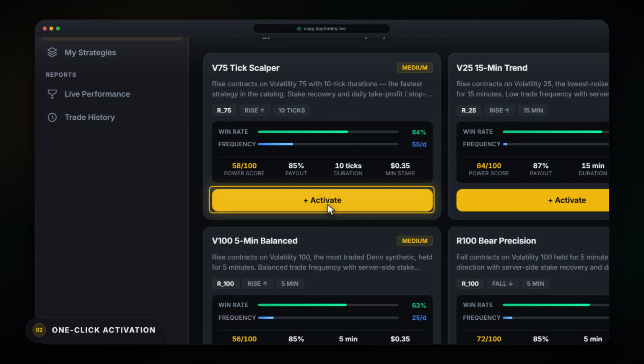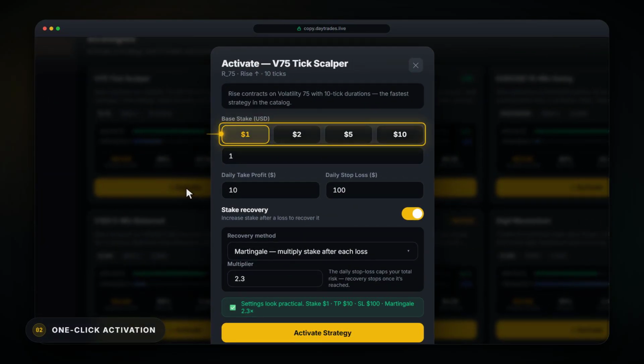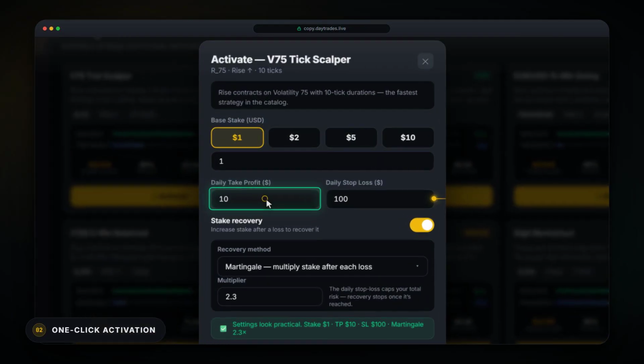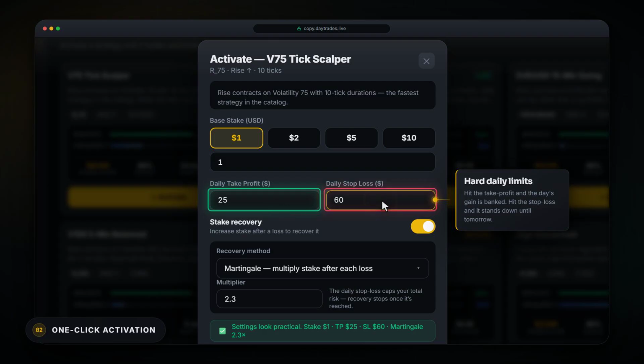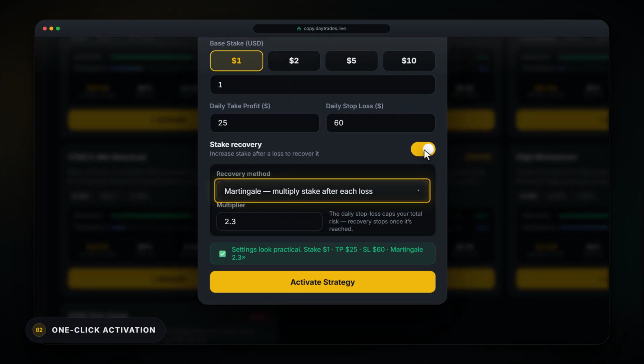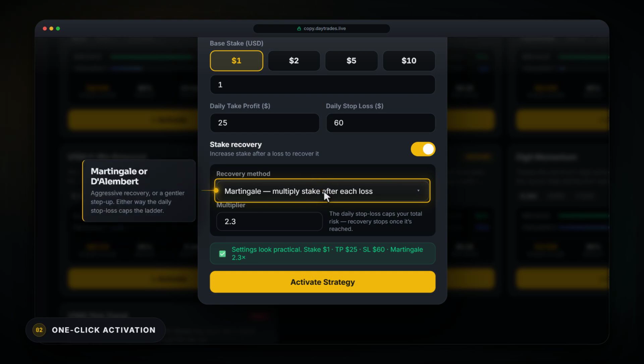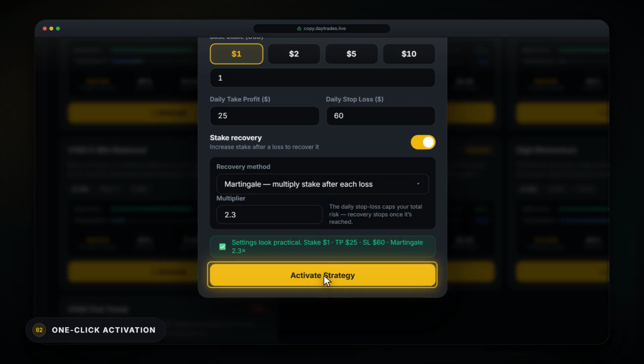Activating one takes about 15 seconds. Choose your base stake. A single dollar is plenty to start. Set a daily take profit and a daily stop loss. Then choose how the strategy recovers after a losing trade. Classic martingale or the gentler D'Alembert. One click and it is live on your Deriv account.